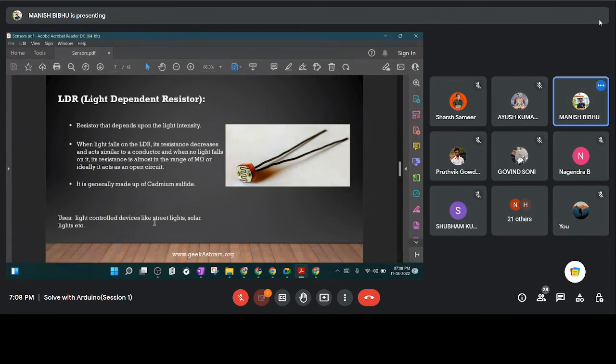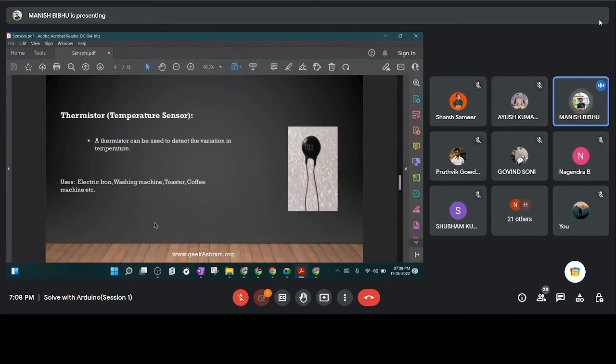Next is thermistor temperature sensor. Temperature sensor is used for sensing the temperature, like room temperature or any other environmental temperature. It is used for electric iron, washing machine, toaster, coffee machine, etc. Today many electric irons automatically turn off. If we set some value, it will automatically turn off after the desired temperature is reached. So temperature sensor is used for that.